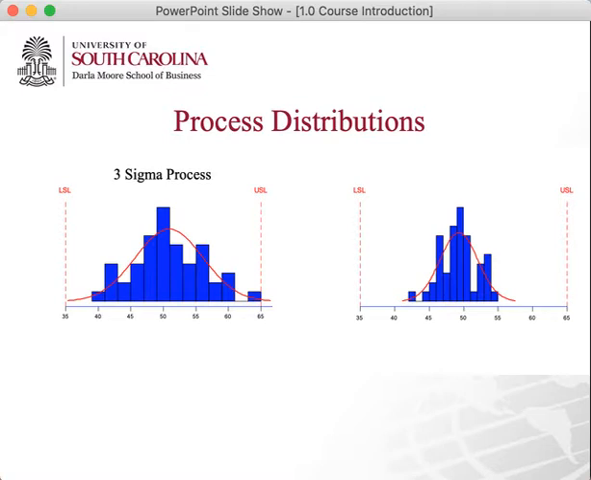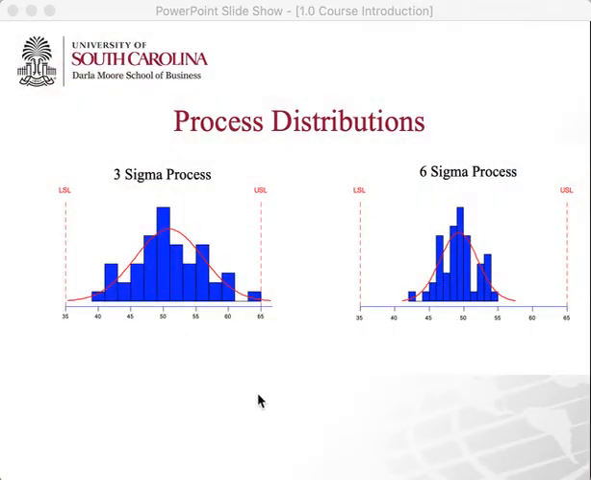I have another process that has the same upper and lower specification limits. I collected data, but the distribution looks like that. And that's what we call the Six Sigma process. And what's the difference between those processes is the amount of defects that they generate. So if the distribution is wide with the same specification limits, I'll have a lot more data points that go outside those limits, right, in my sample, because variation will occur.